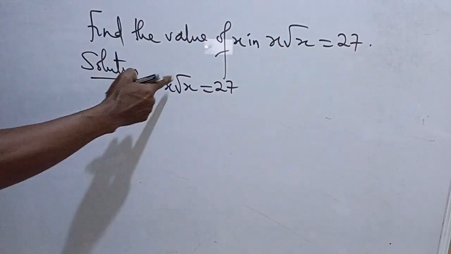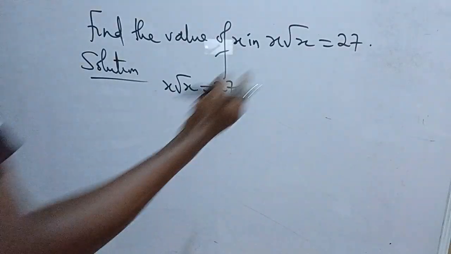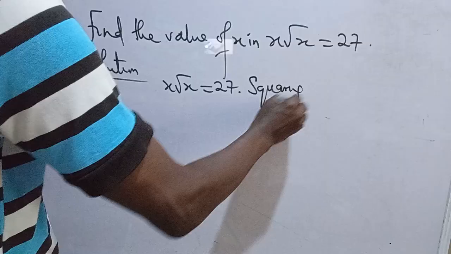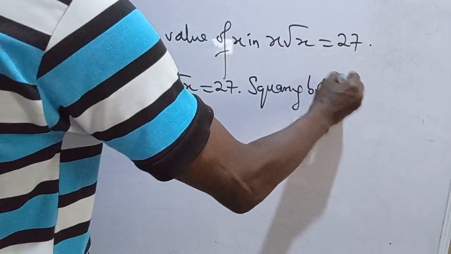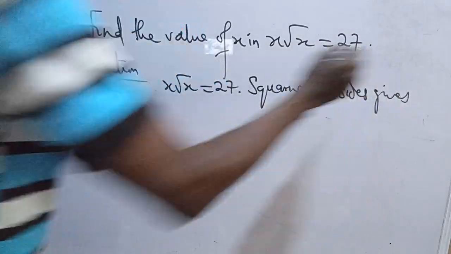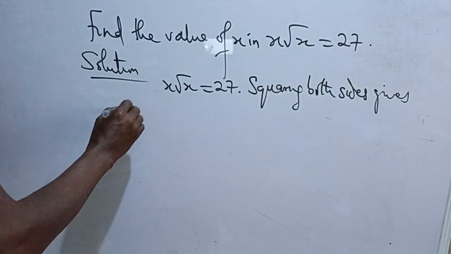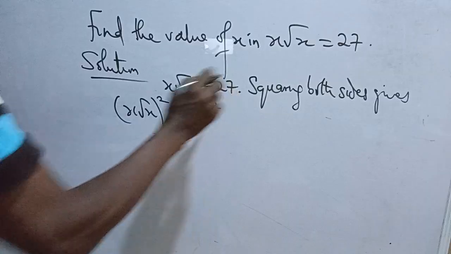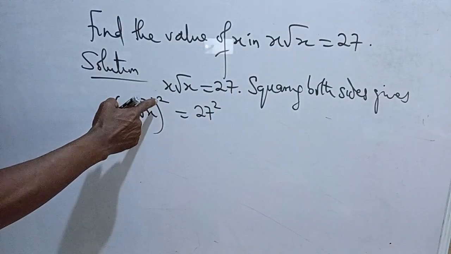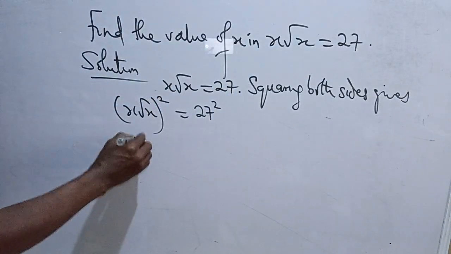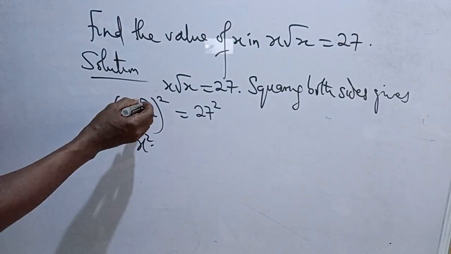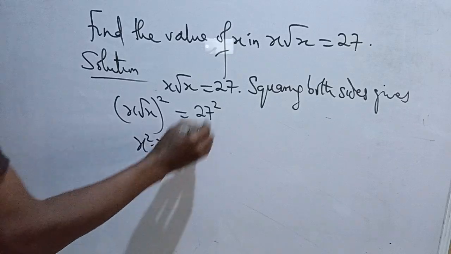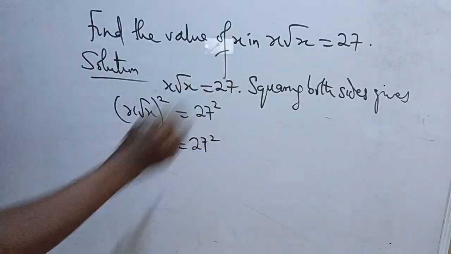Now, to remove this particular square root, we need to square both sides. So squaring both sides, what do we have? x root x raised to the power 2 is equal to 27 raised to the power of 2. Now x raised to the power 2 is x squared, multiplied by the root sign here, we cancel out by this square. So you have x here is equal to 27 to the power of 2.